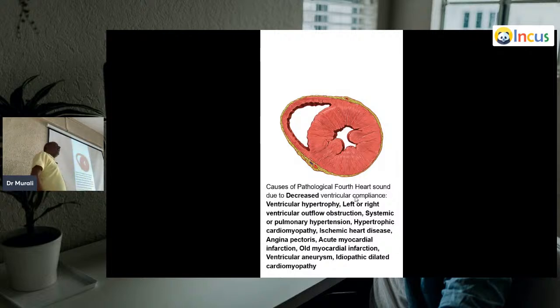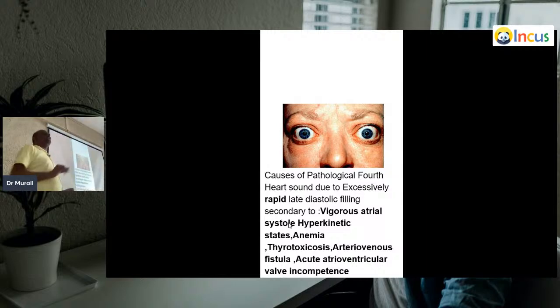Now, anything that makes the ventricle hypertrophic and decreases compliance, it can be because of any MI, old MI, any ventricular aneurysm, or pulmonary hypertension, systemic hypertension, anything can lead to development of a pathological fourth heart sound. So easy for you to remember. A failed ventricle is S3. A struggling atrium against a non-compliant ventricle is S4. S4 is called atrial gallop. S3 is called ventricular gallop, is what you need to remember.